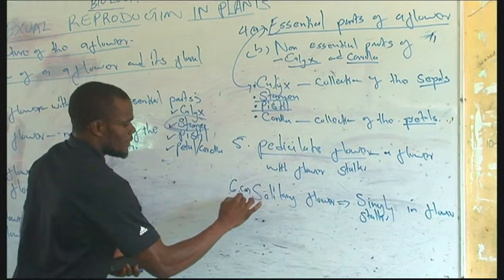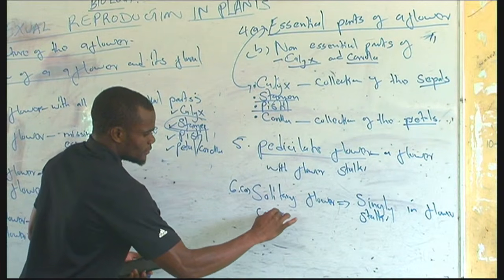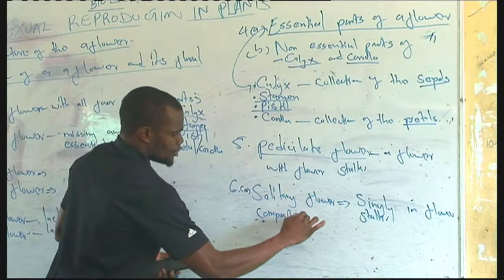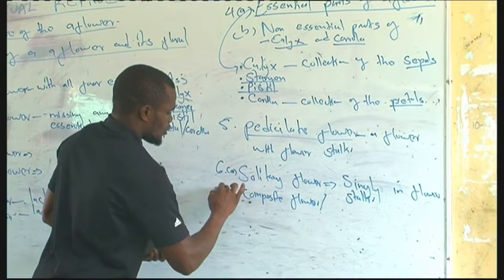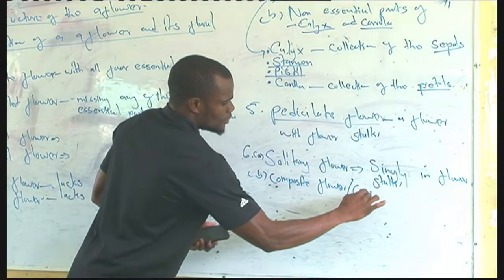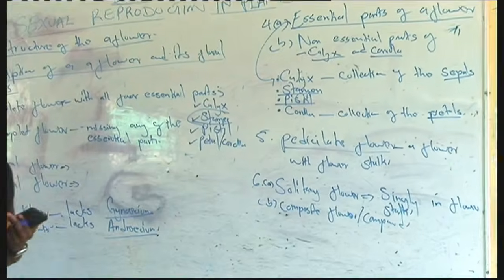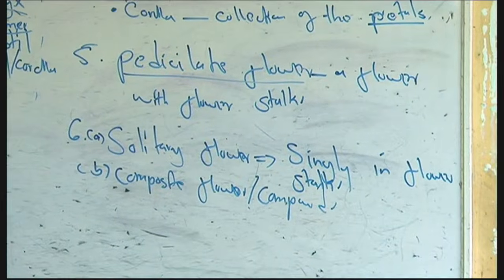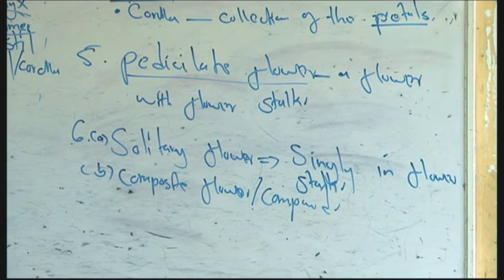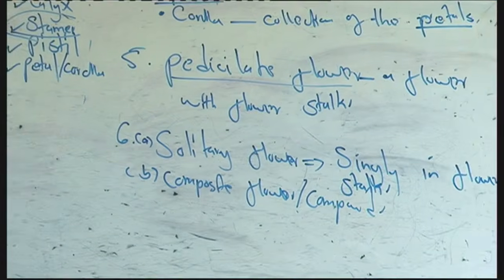And then you also have the composite flower, or we can call it compound flower. So that is a kind of flower consisting of many florets which are attached in the one flower stalk.